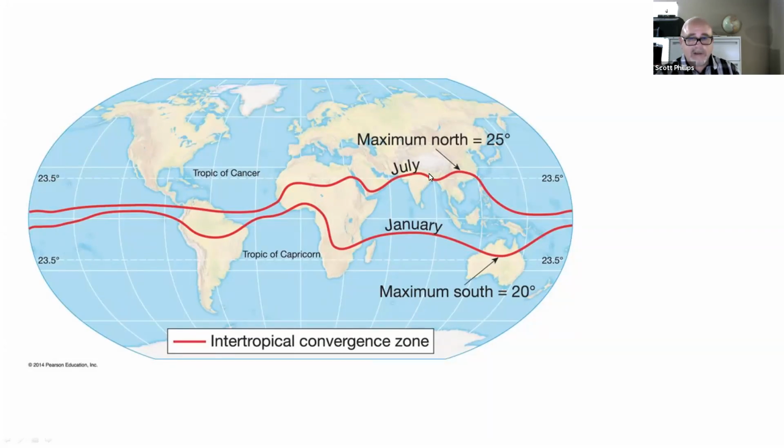Some places, particularly near Asia, can migrate much further north in July and much further south in January. And this can play a big role in the summer and winter weather of Asia and Australia, because this can intensify storms that occur during the summer months in these places. Summer being, with Australia, their summer being in January, and with, say, India being in July, because they're the opposites, north and south.